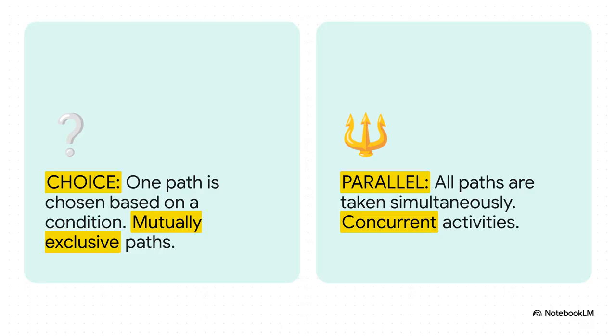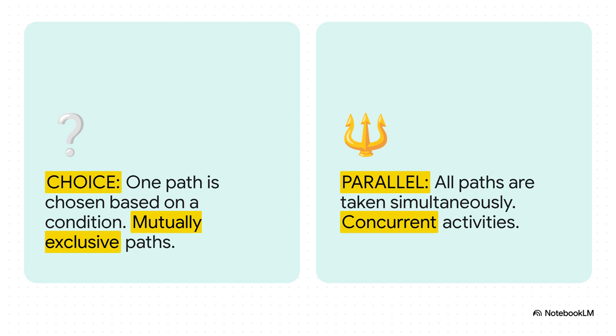Hold on a sec. A decision node splits the path, and a fork node splits the path. What's the actual difference there? It sounds like the same thing. That is an excellent question, because getting this is key. With a decision node, the diamond, it's a choice. It's this or that. You take one path and only one. But with a fork, the black bar, it's this and that. You do everything in parallel. All paths are taken at once.